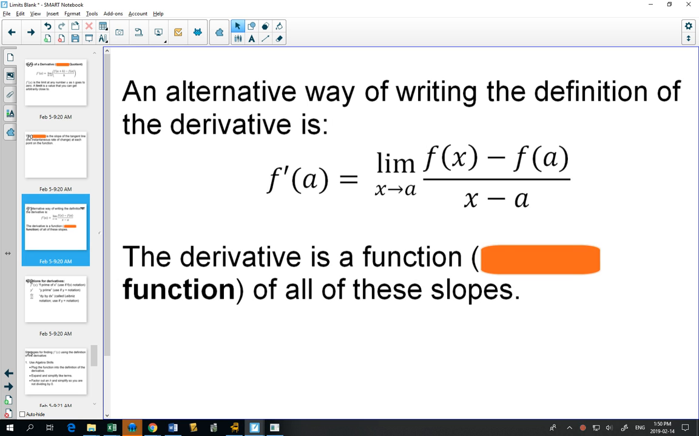Now we've looked at this alternative way, this was formula number 1, of writing the derivative. And the derivative itself is a function. We call it a gradient function or slope function of all of those slopes put together.